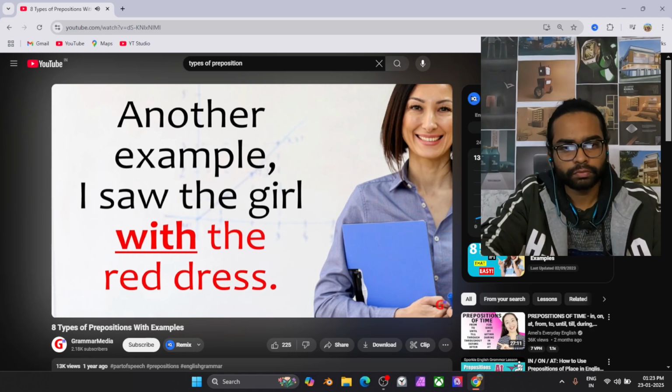Another example, I saw a girl with a red dress. Here we see that the preposition with connects the girl and the red dress. It was the girl with the red dress that I saw, not the one with the blue dress or pink dress, but the one with the red dress.